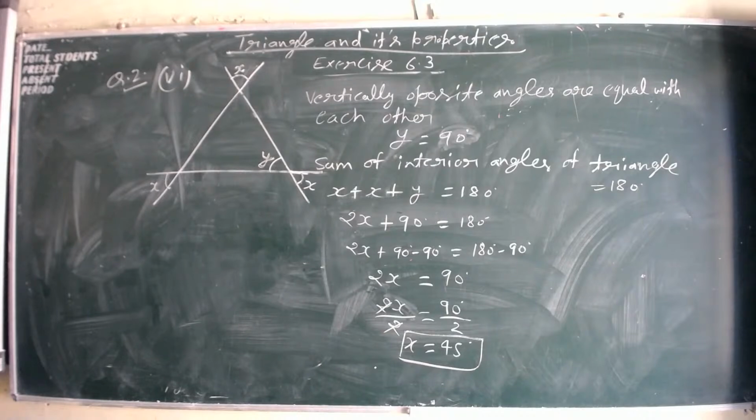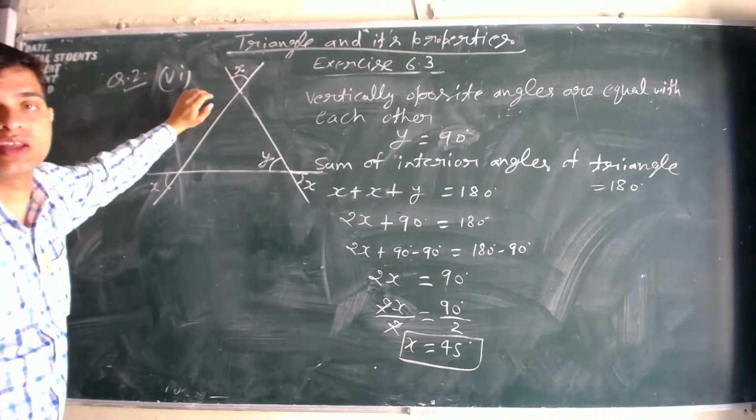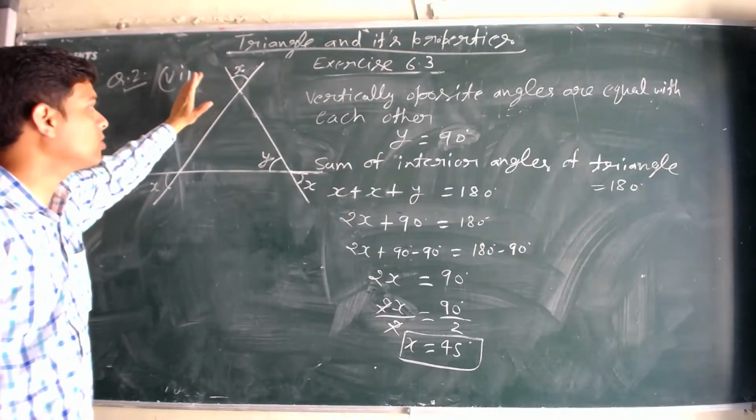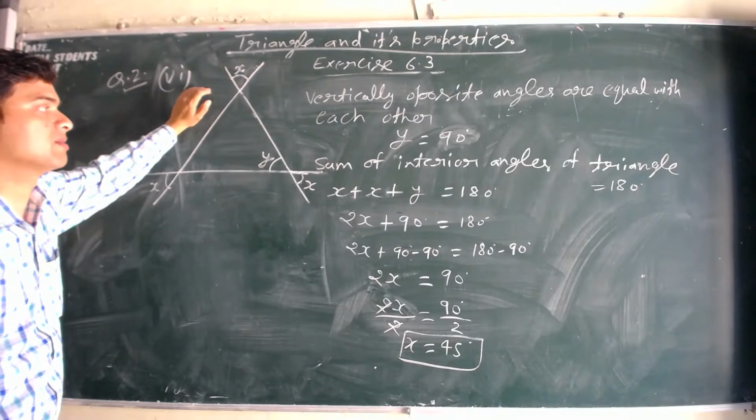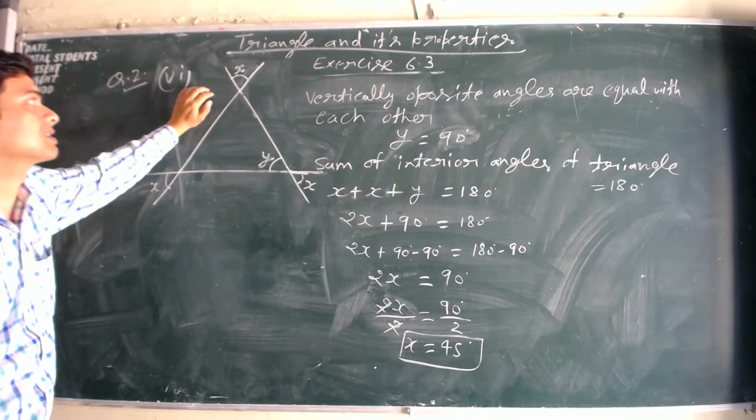Now the question is how we can solve this, because no measurement of any angle is given here. Okay, कोई भी measurement किसी भी angle की given नहीं है, but हमें कुछ properties पता हैं, उसकी help से हम इसको solve कर सकते हैं.